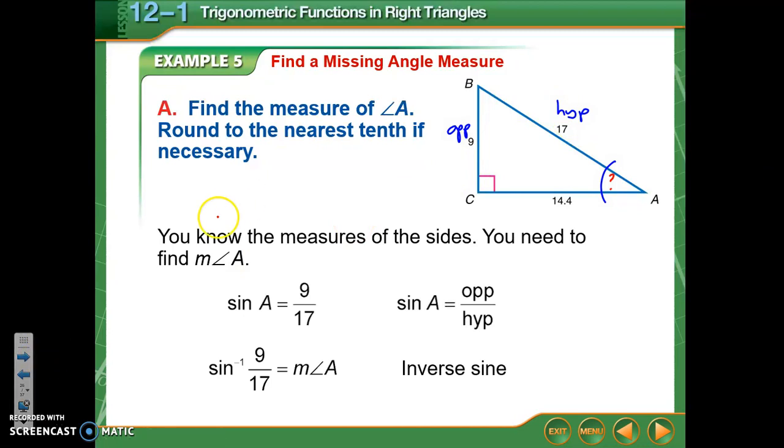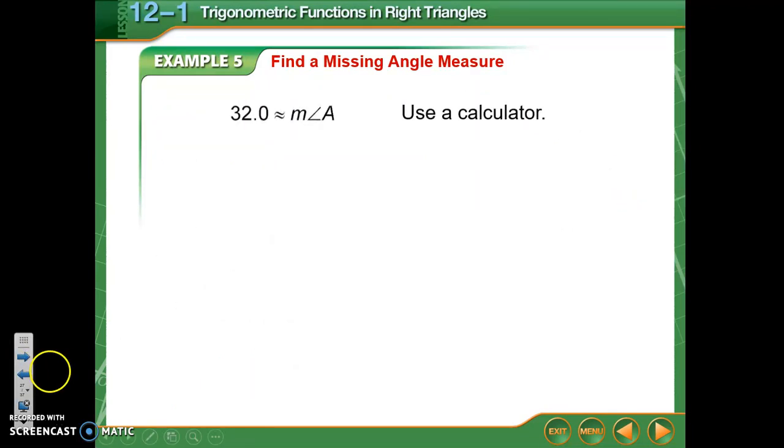Now what I'm doing is saying I'm going to take the inverse sine of both sides of this equation. Inverse sine of the sine undoes each other, and I'm just left with A is equal to the inverse sine of 9 over 17. For this, you will need your calculators, so make sure you bring them. The inverse sine button on your calculator, when you plug in 9 over 17, should give you about 32 degrees. Okay, so the measure of angle A is 32 degrees, about.